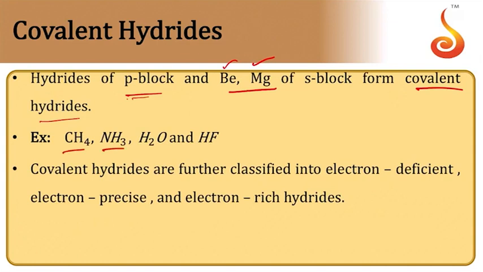Examples are CH4, ammonia, H2O, HF, etc. The covalent hydrides are further classified into electron deficient hydrides, electron precise hydrides, and electron rich hydrides, depending upon the number of electrons around the central atom. So, depending upon the number of electrons around the central atom, these covalent hydrides are further classified into three categories.